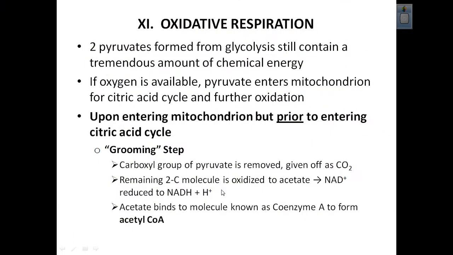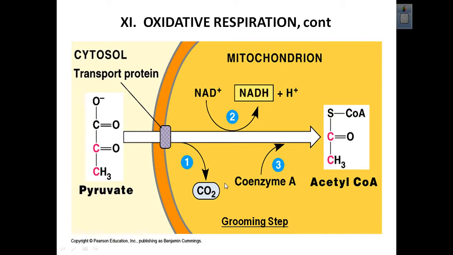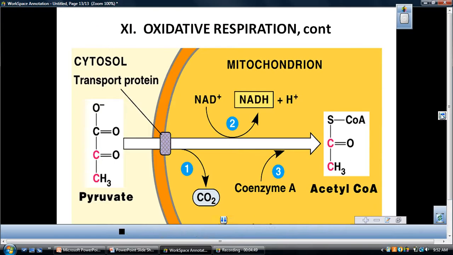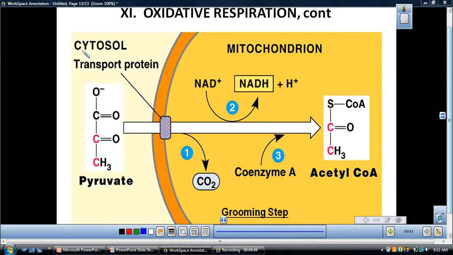Now, to show you the diagram of what this will look like, this is a great picture. Let me write on this a little bit. You can see this is the cytosol. Here's the mitochondrial membrane, so here's the mitochondrion. Right here is known as the matrix inside the mitochondria. Here's our pyruvate, or pyruvic acid.